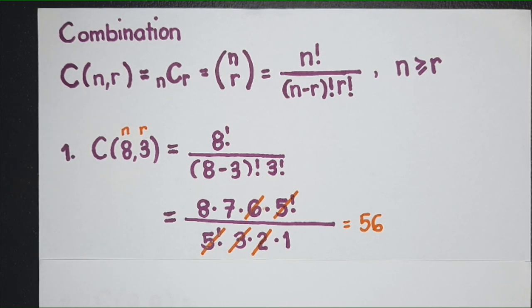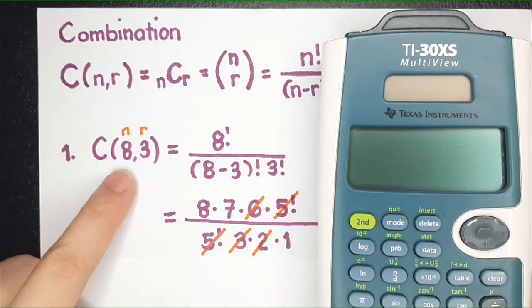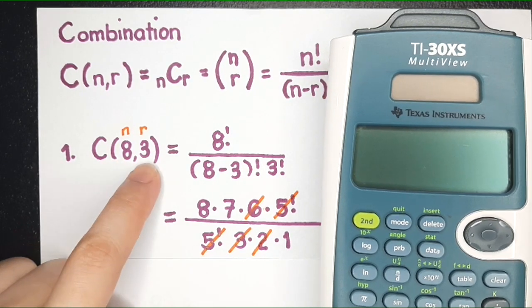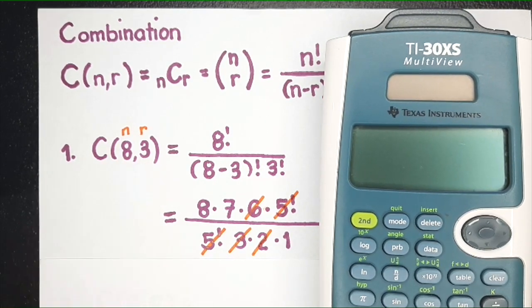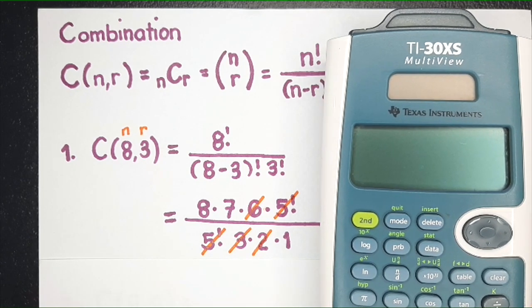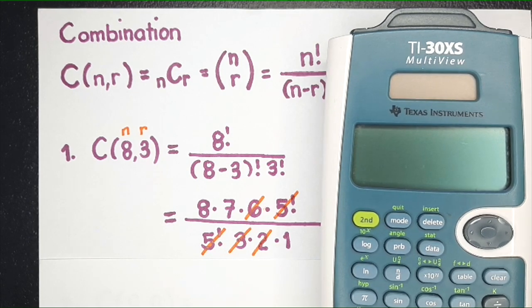By the way, if you want to check, you may want to use your calculator. Kasi most calculators have this combination key. Okay, let me show you. So, this is a combination where n is 8 and r is 3. Again, this one is a different calculator. Make sure that you know how to use your calculator. You know where is the combination key in your calculator.